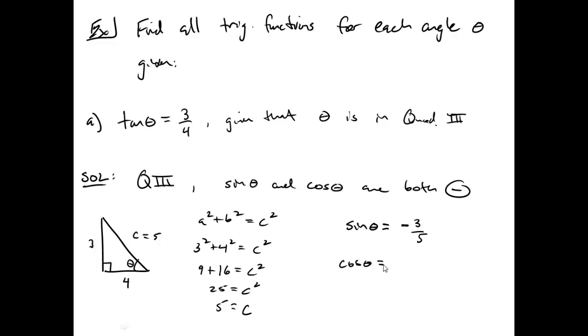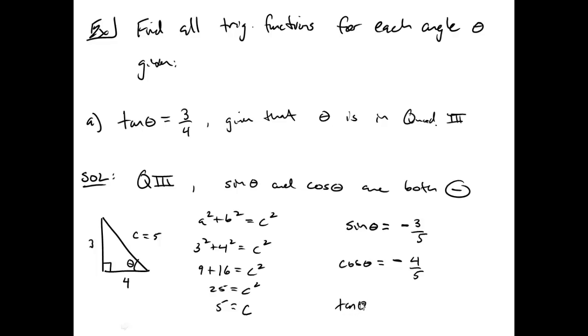Alright, cosine theta, we're playing the same game. Which quadrant are we in? We're in quadrant 3. Quadrant 3 tells us that cosine is negative. So we know it's going to be negative, we don't have to worry about anything else. Once that's negative, now I just use cosine is equal to the adjacent over hypotenuse. So it's 4 over 5, so this is a negative 4/5.